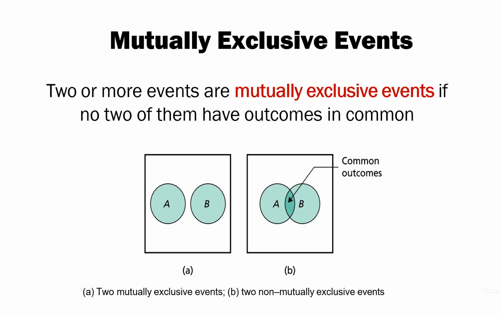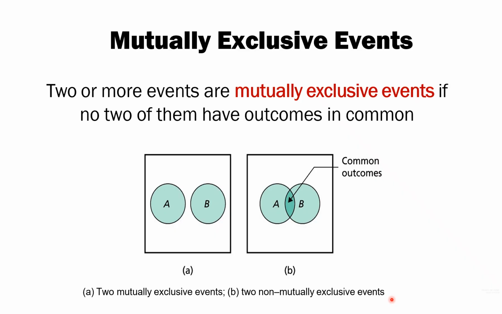And you can look at the Venn diagrams here that will show you the difference between 2 events that are mutually exclusive and 2 events that are not mutually exclusive. So if you look in A, we have 2 mutually exclusive events, and then in B, we have 2 non-mutually exclusive events. And this is going to make a big difference with the way you decide to make calculations.